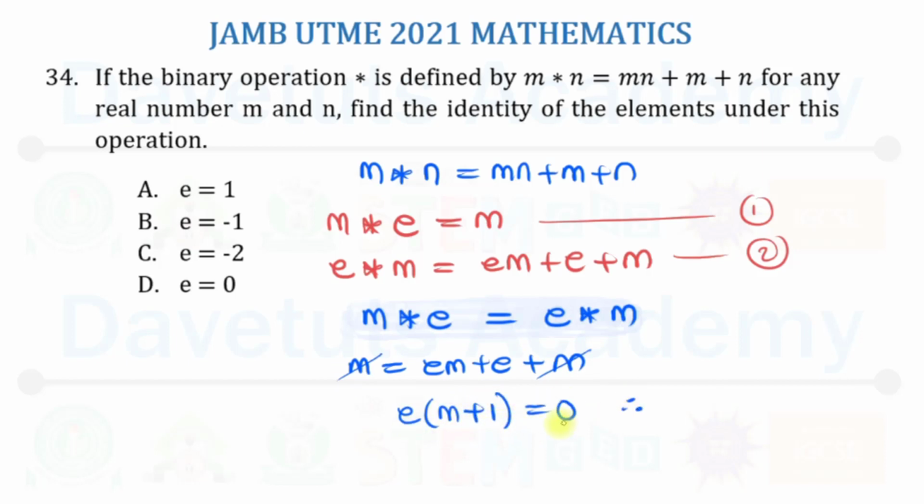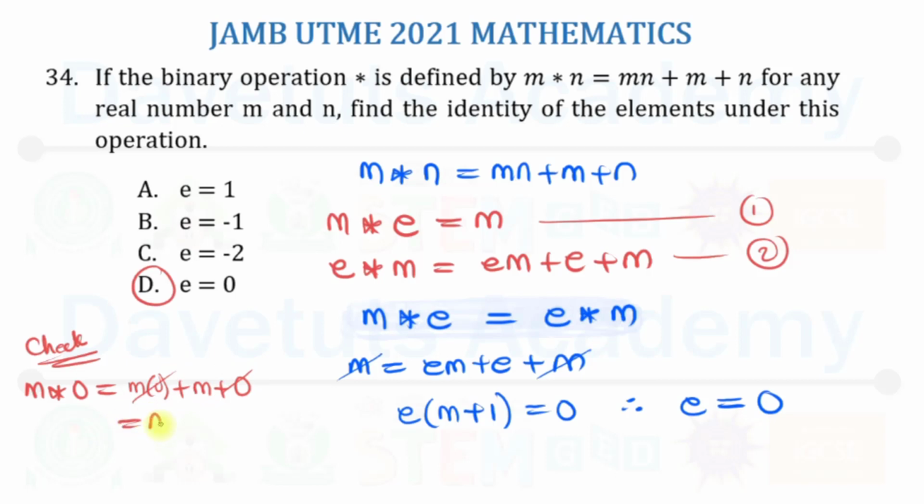Therefore, if you divide both sides by m plus 1, E will be 0. So the identity element is option D, E is 0. We can check. For example, when we say m asterisk 0, what is that going to give us? It gives us m multiplied by 0 plus m plus 0, which is 0 plus m plus 0.